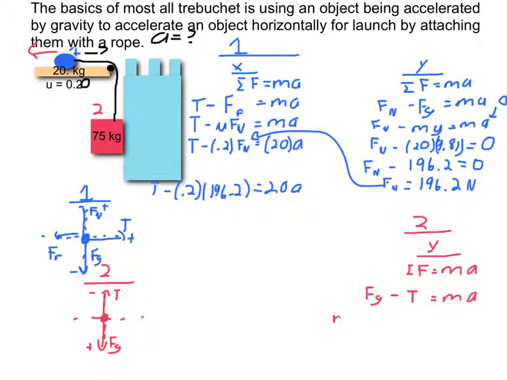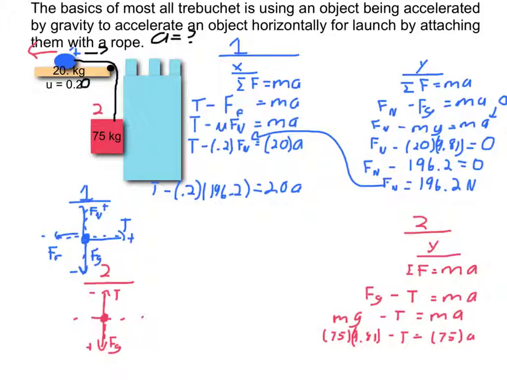Force of gravity always turns out to be m times g minus T equals ma. So plug in some numbers. Make sure also you use the mass of object number 2. Notice I'm in object number 2 now. So the mass of object number 2 is 75 kilograms.